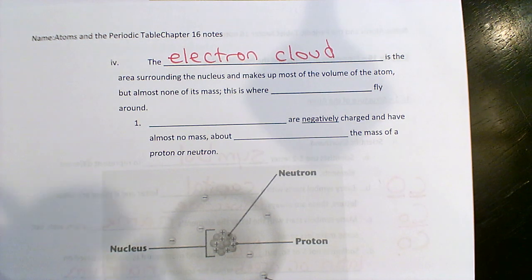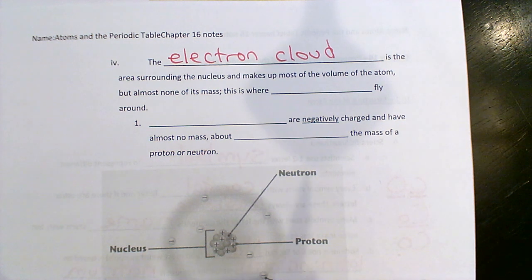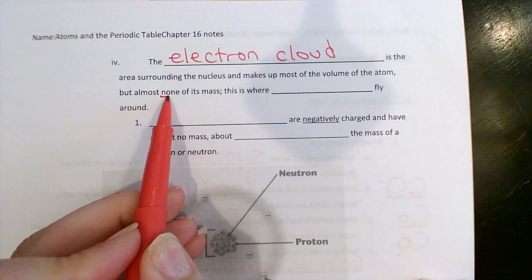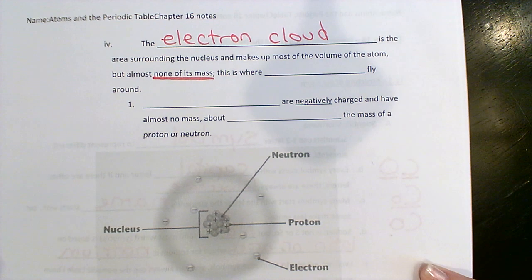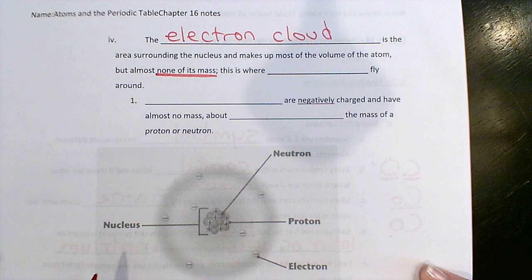Okay. This is the area outside of the nucleus, and it takes up most of the volume of the atom. Remember, think about the NFL stadium analogy. So if the nucleus is the size of a basketball, the electron cloud takes up the rest of the space of the atom, which would be a whole lot of space in the analogy of an NFL stadium. But they have almost none of the mass. Okay, they're very, very tiny, but they take up a lot of space. But why? If they're so tiny, why do they need so much space?